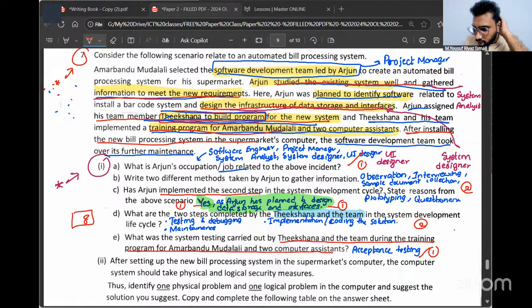Anyone having any questions here? All the questions are logical. Don't expect them to spoon-feed you by asking direct questions like what is this, what is that. Anyone have any questions here?